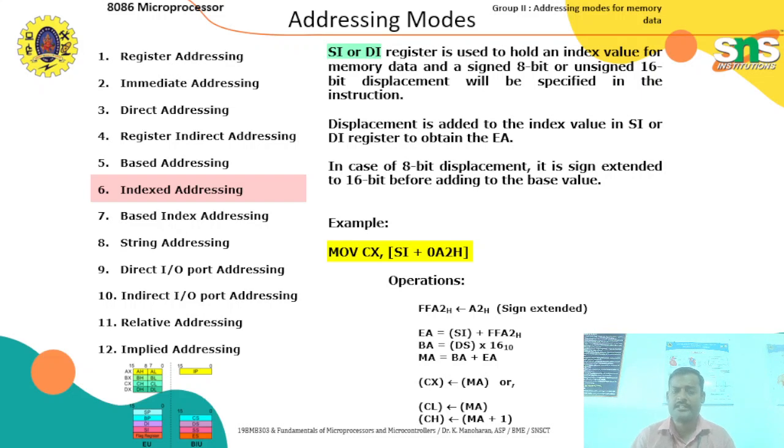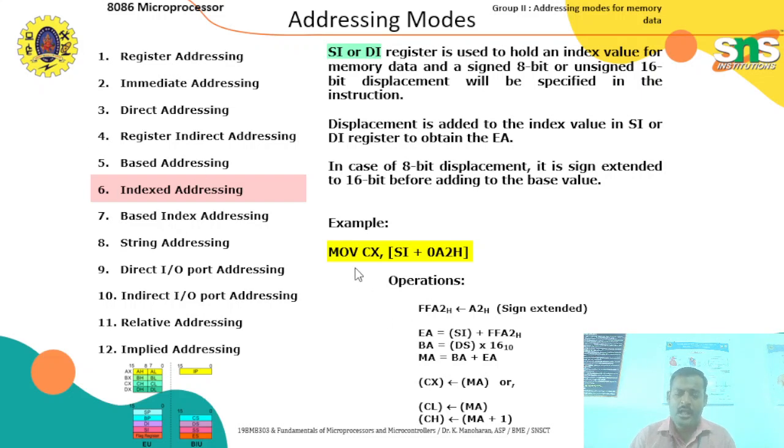For the effective address, we need to consider that the physical address will be equal to the data segment times 16 plus this effective address. So this gives a physical address. In case of an 8-bit displacement, we use a signed 16-bit extension before adding that particular value.